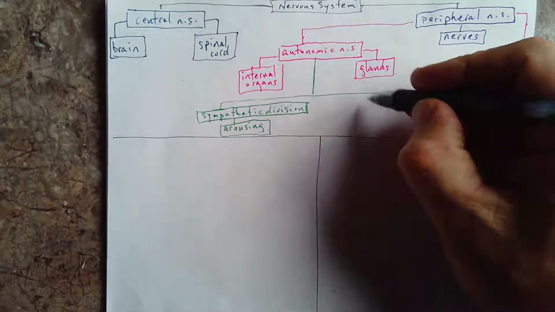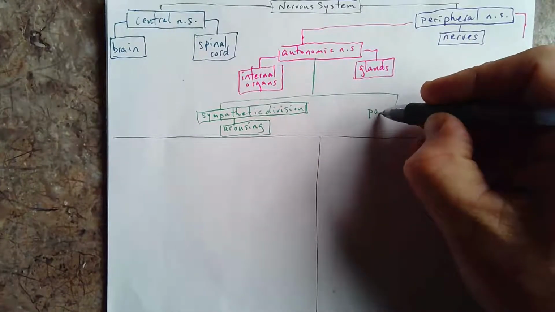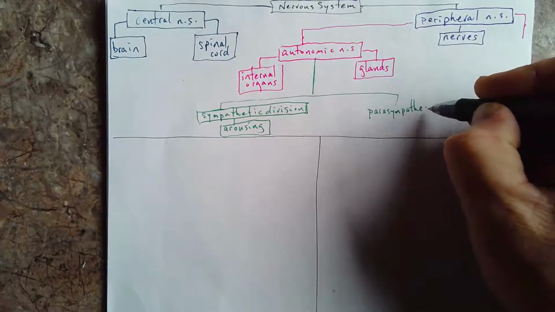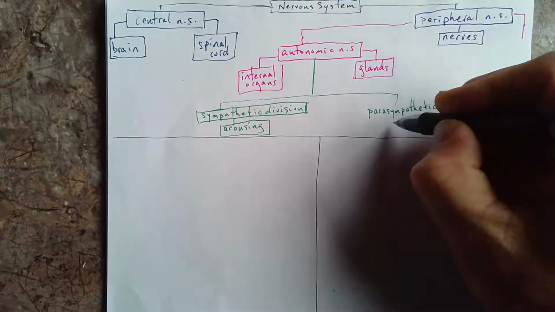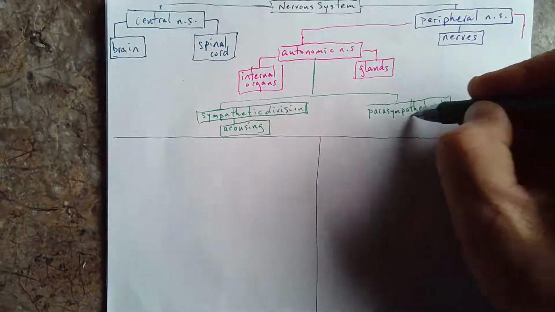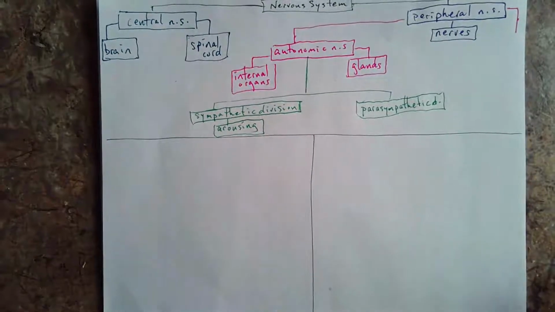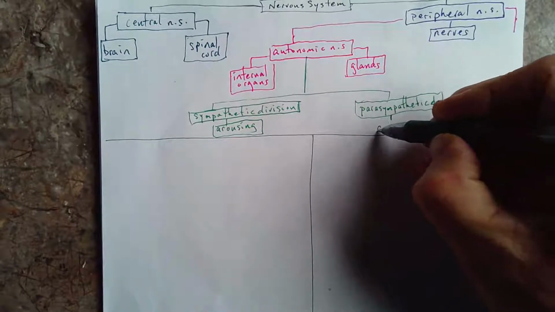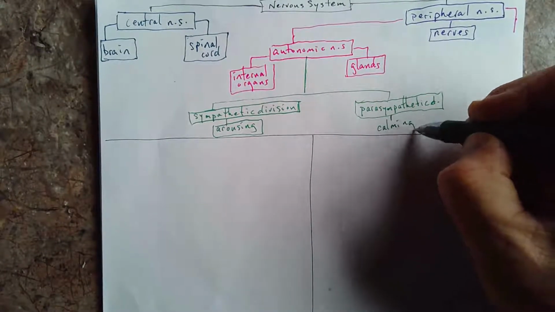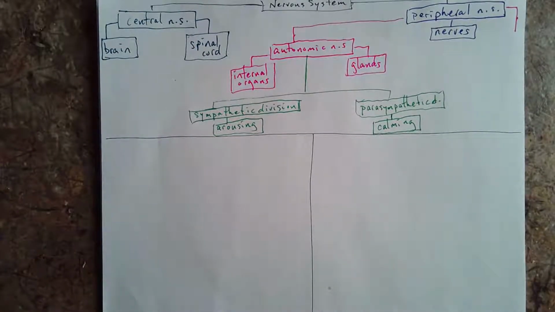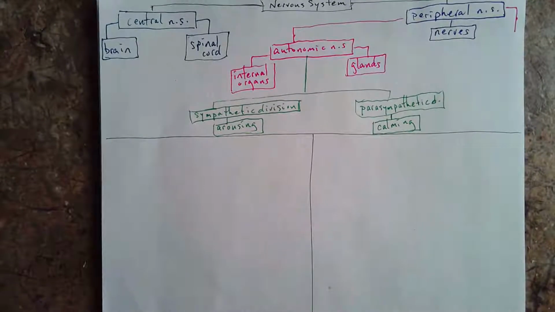Okay, the other part of the autonomic nervous system is the parasympathetic division. Parasympathetic division. I'm just going to put a D, because I'm kind of running out of space myself. And where the sympathetic division is your arousing division, this is your calming division. This is one that produces, you all probably are familiar with, melatonin, that causes you to relax, gets you ready for sleepy time. And the parasympathetic division is responsible for that.